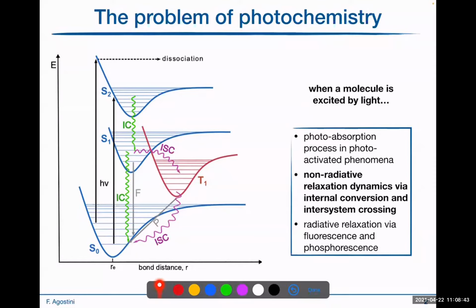for molecules or isolated molecules. And now I'm going to focus on internal conversions.